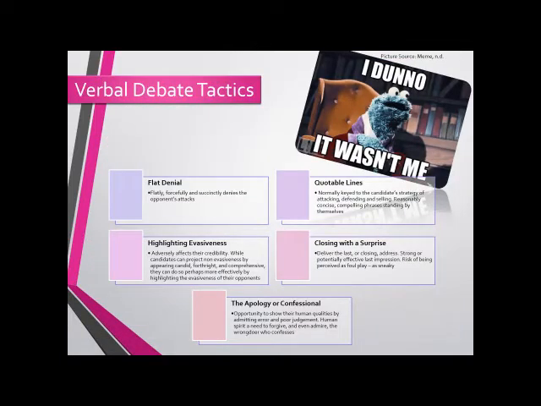What else do we have? We have flat denials, quotable lines, highlighting evasiveness, closing with a surprise, and the apology or confessional. Easy on the apology and confessional, guys. If you have done something wrong, yes, it can make you seem more humane if you're fessing up to it. However, you don't want to do that as your strategy.